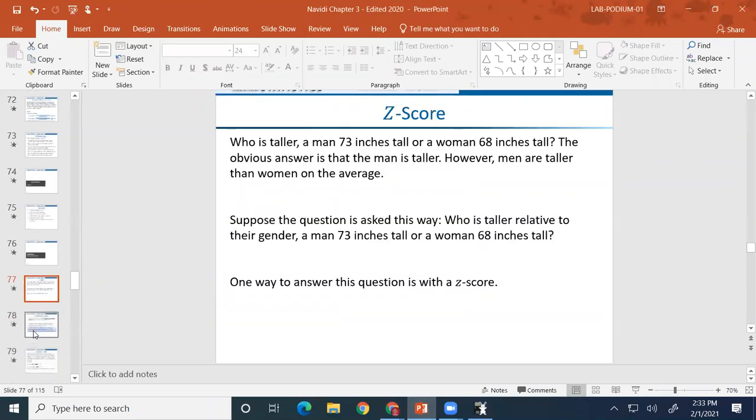All right, the first thing, as far as measures of position, are Z-scores.